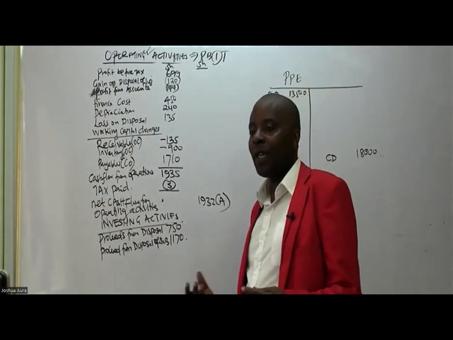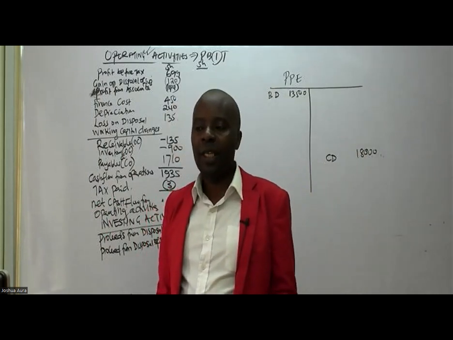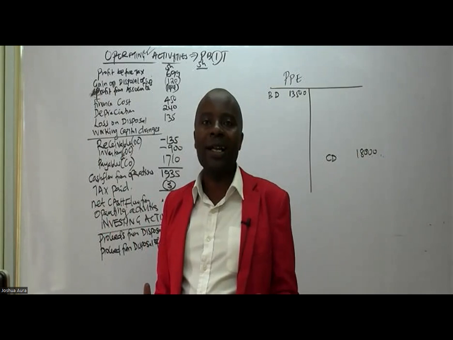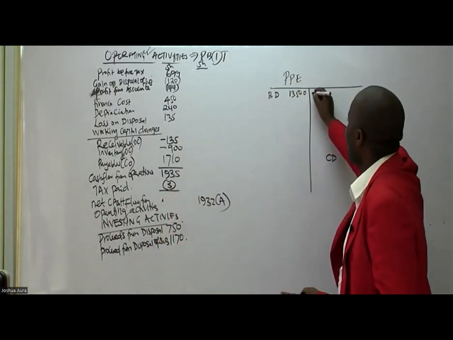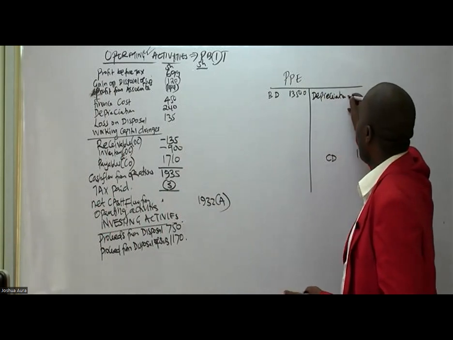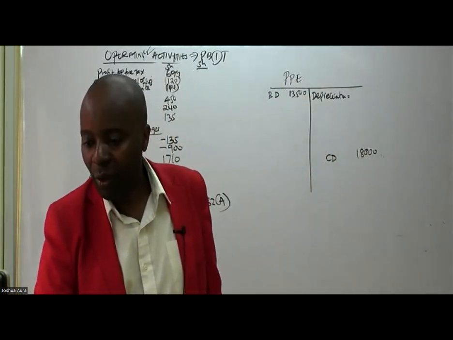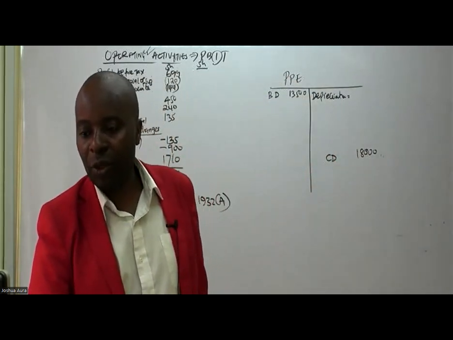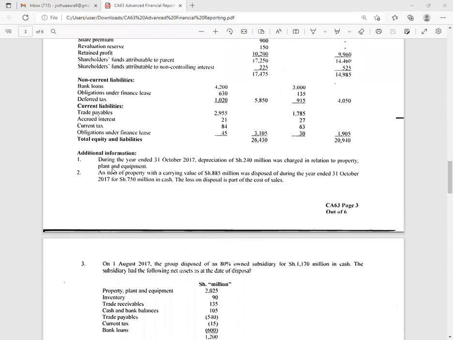So then what affects our property, plant, and equipment account? Very easy. The things that will affect this, for example, are items like depreciation will reduce value. So come and credit this with the depreciation. They are given as depreciation in note number 1. In note number 1, they gave us depreciation. During the year, depreciation was 240.